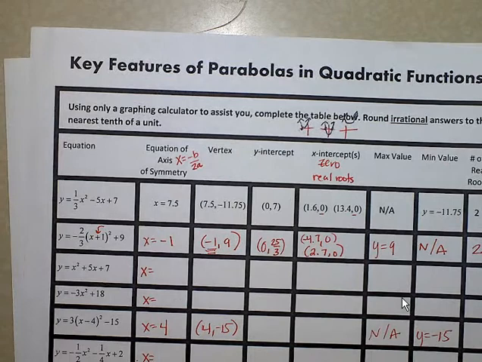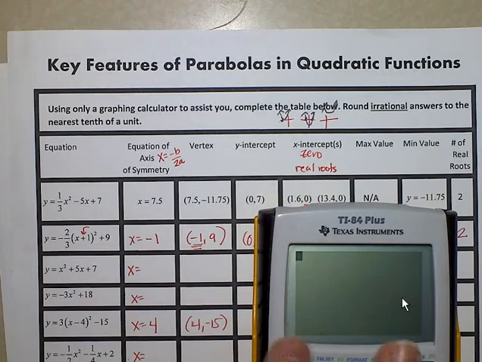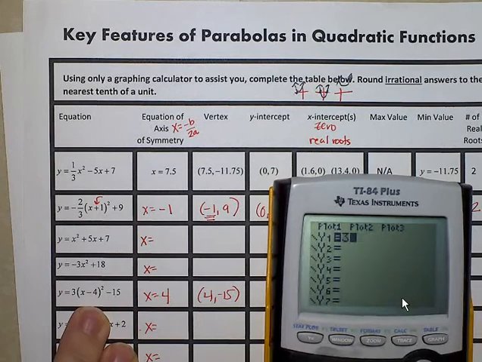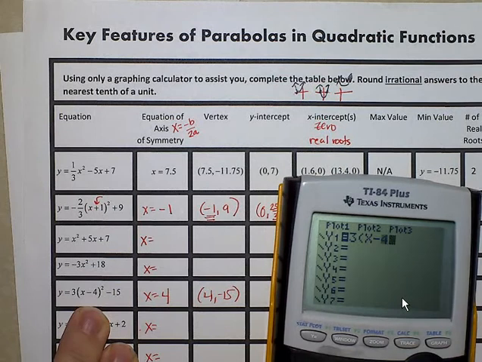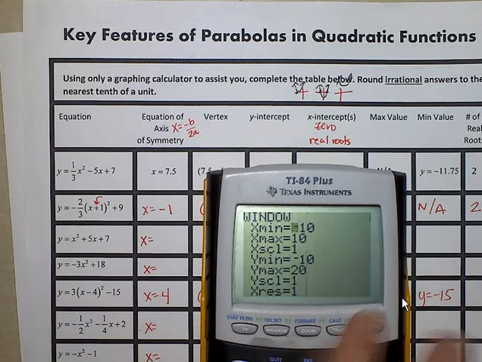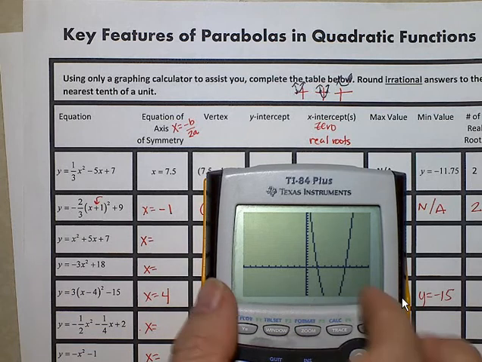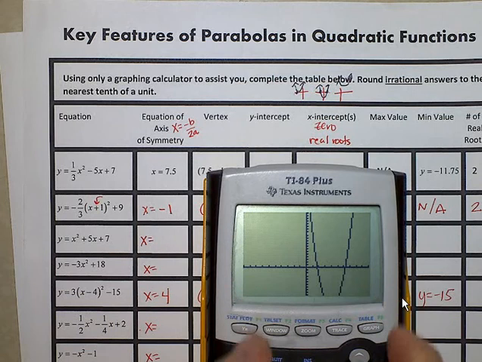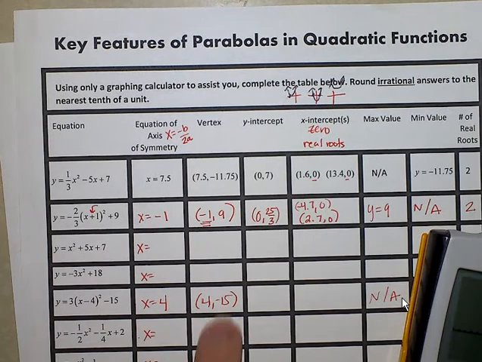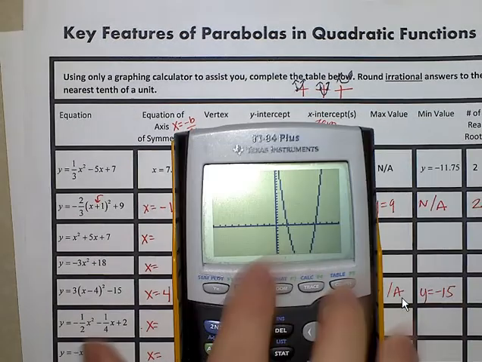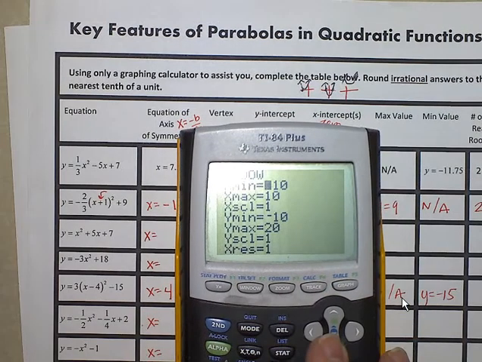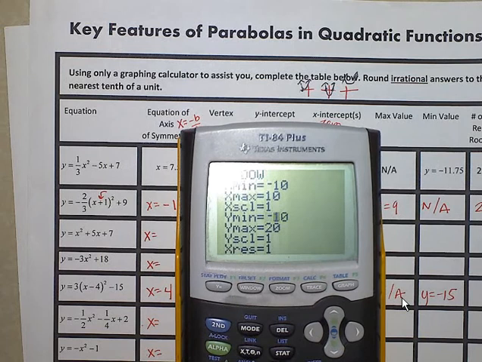All right, let's plug this into our calculator. 3 times the quantity x minus 4, quantity squared, minus 15. Now, when you look at this graph, you've graphed it. Do you see how I can't see the bottom? It would be really nice right now if I could pull this y part down so I can see. I know I have to at least go to negative 15. So I'm going to hit window, and find the minimum y, and let's try negative 25 just to ensure I have enough space to see the graph.